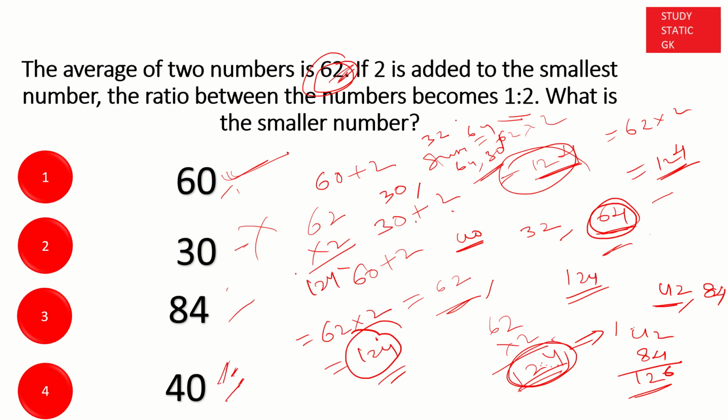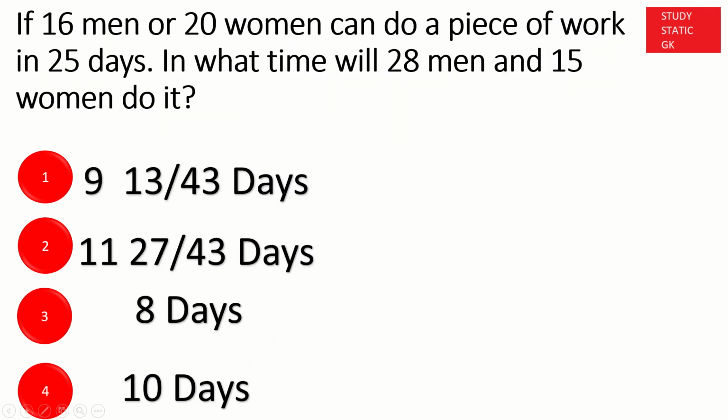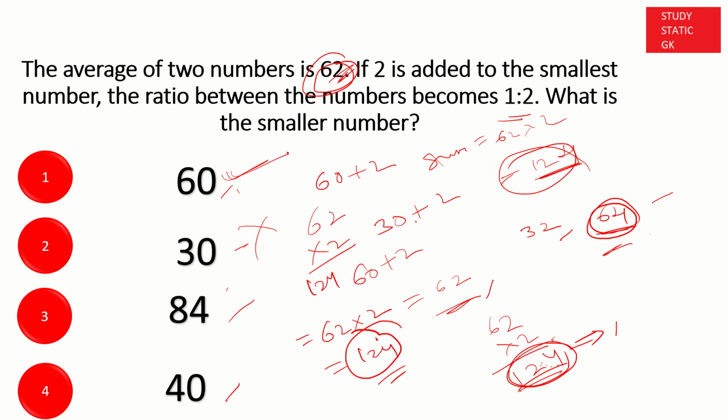Again, if you go with 40, here 40 is there. If 2 is added to the 40, 42, the other number is 84. If 2 is added, then the ratio becomes 1 is to 2. So 84 is the second number. The actual small number is 40. So 40 plus 84, sum is 124. So this is the answer. So 40 is the answer.